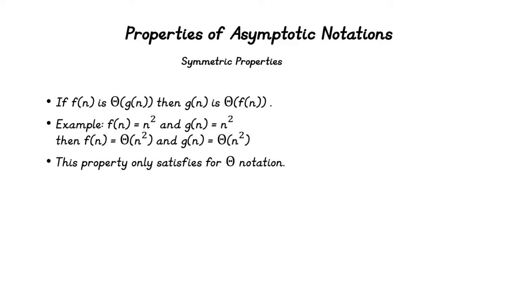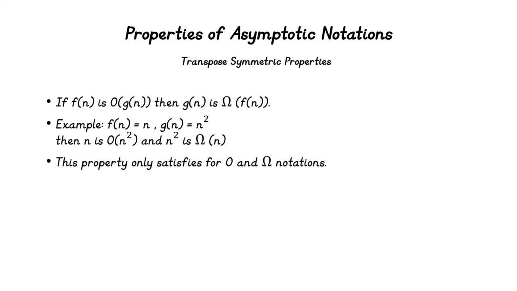We can see the working of this property with an example. Suppose our f of n is n square and g of n is n square, then f of n is equal to theta of n square and g of n is also equal to theta of n square.